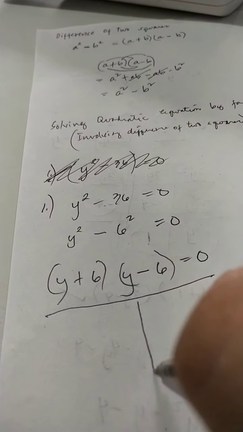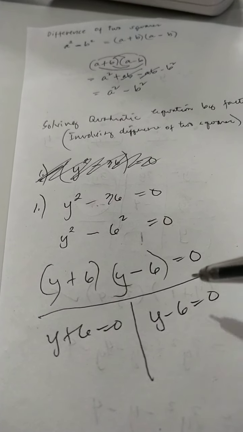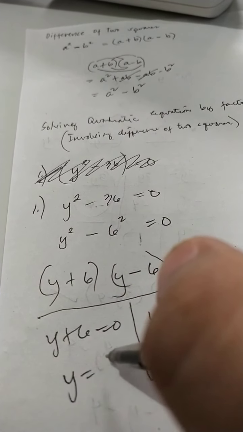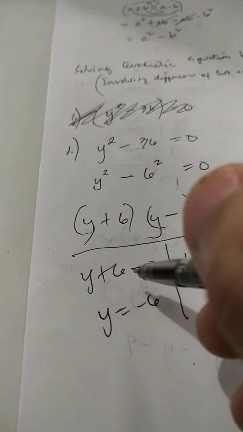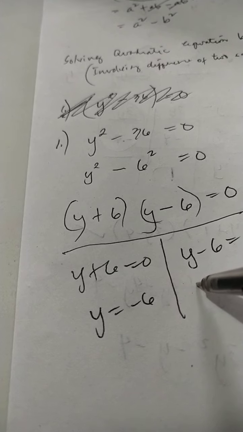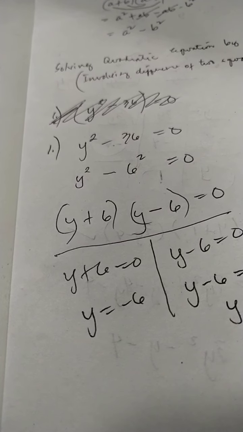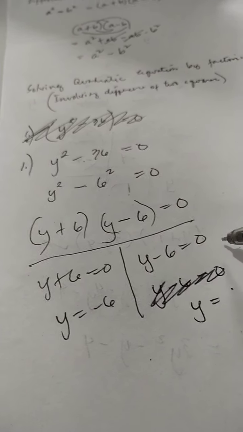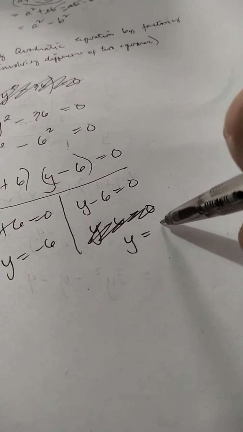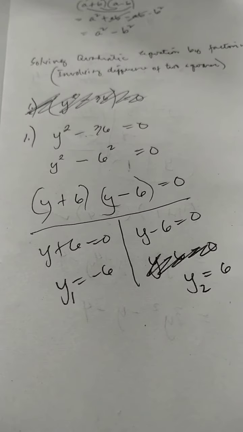We equate each factor to 0. y plus 6 equals 0. y minus 6 equals 0. Solving for y, y equals negative 6 by addition property of equality. Then, y minus 6 equals 0, y equals positive 6. So, this is y sub 1, negative 6. y sub 2, positive 6.